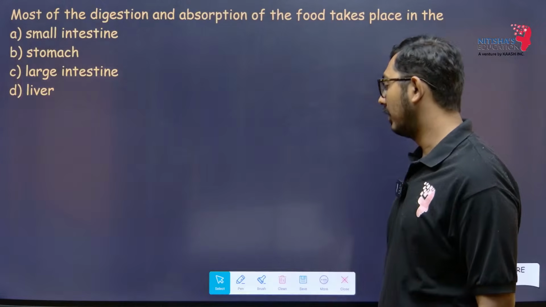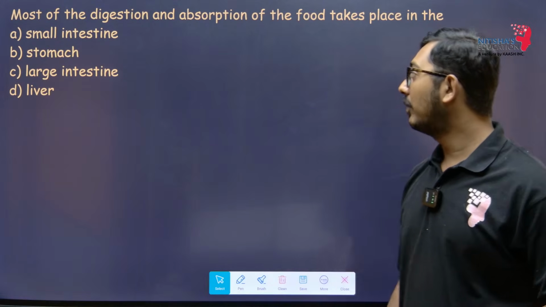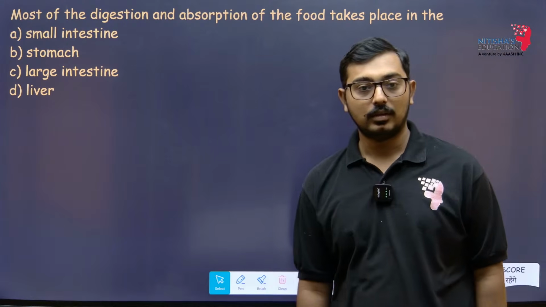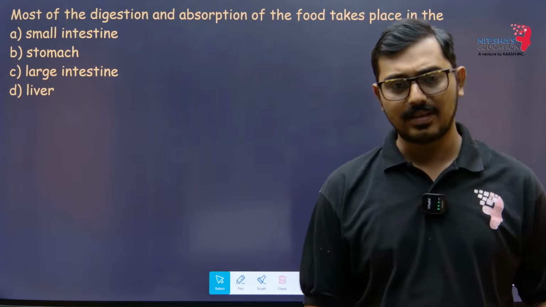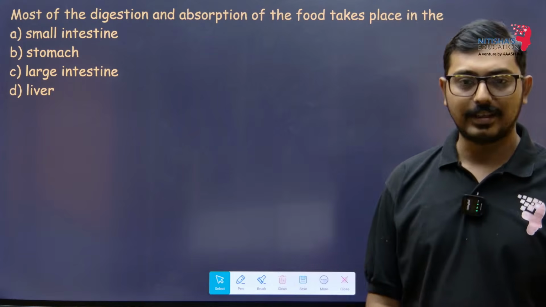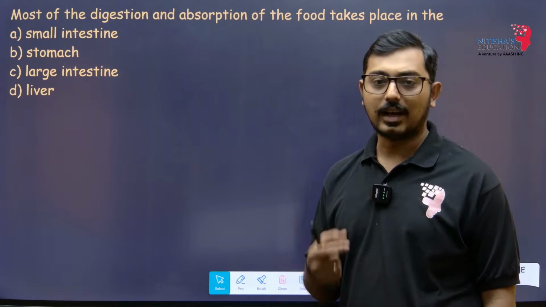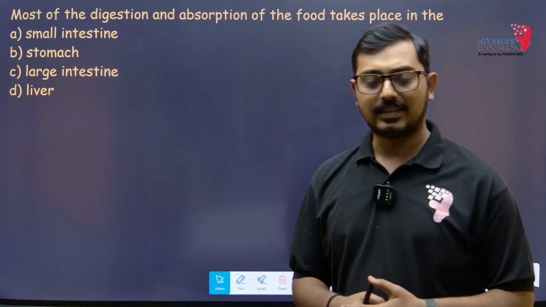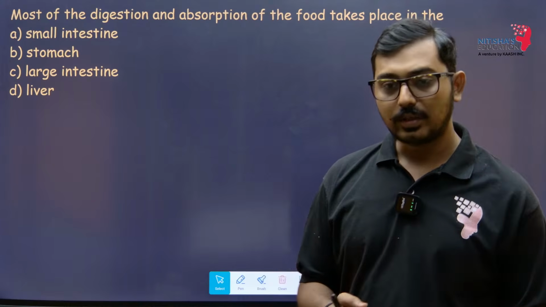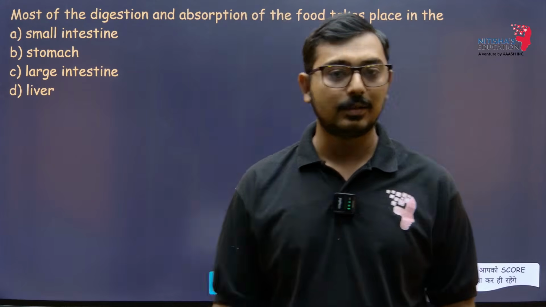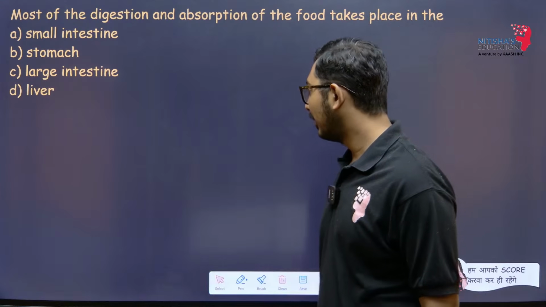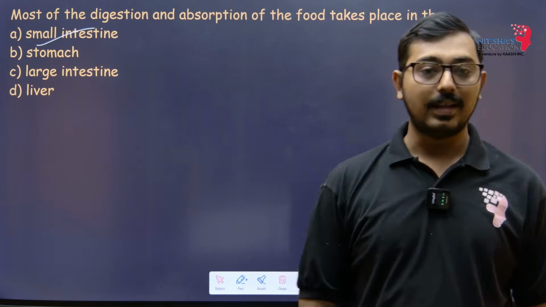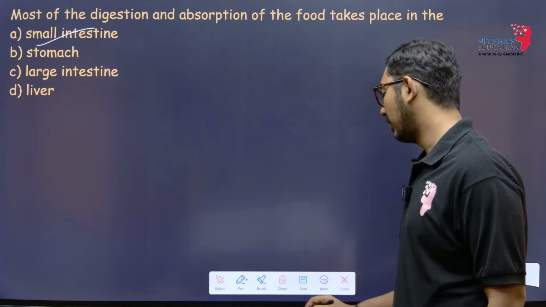Here is the first question: most of the digestion and absorption of the food takes place in the. Very simple question it is. About digestion, where does digestion take place the most? It starts with the esophagus, it reaches the stomach, reacting with HCl, and then the nutrients are taken out with the help of villi in the small intestine. So over here the answer should be small intestine. Small intestine is the place where digestion takes place the most.